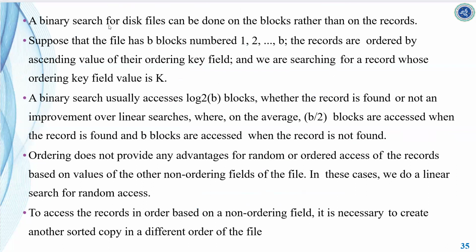If you have a binary search on a disk file, it can be done on blocks rather than on the records. Suppose that the file has blocks numbered from 1 up to B, and the records are ordered depending on the value of their ordering key. We can search for a record based upon the key value. According to binary search, it will take log to the base 2 of B blocks if the search is successful.